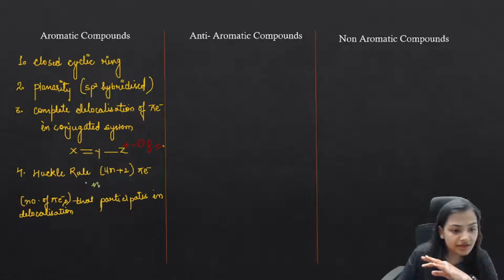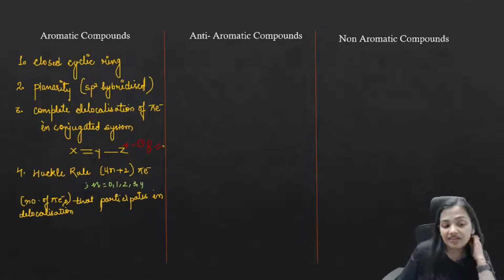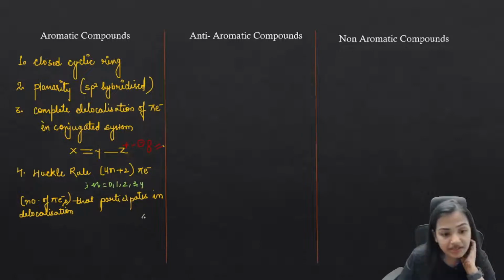Here the n could be equal to 0 or 1 or 2 or 3 or 4. So we can take any value of n. If I take the value of n as 0, the Huckel rule comes out to be 4 into 0 plus 2, that is 2 electrons. When I put n equal to 1, this comes out to be 4 into 1 plus 2, that is 6 pi electrons. 2 pi electrons, 6 pi electrons.